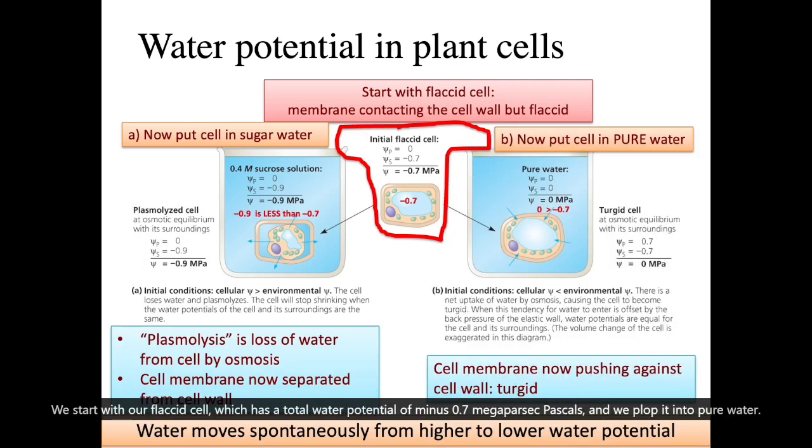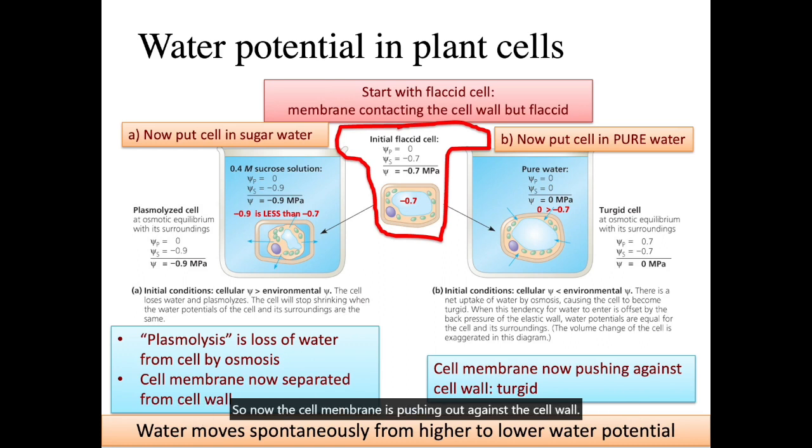We start with our flaccid cell, which has a total water potential of minus 0.7 megapascals, and we plop it into pure water. Pure water has a total water potential of 0. So now the cell's water potential is less than the water potential of the surrounding water. Water moves from higher to lower, so water will move into the cell from the surroundings. Water goes from 0 to minus 0.7 megapascals. 0 is bigger than minus 0.7. So now the cell membrane is pushing out against the cell wall, and you can say the cell is turgid. So that's water potential, and water potential has two parts.